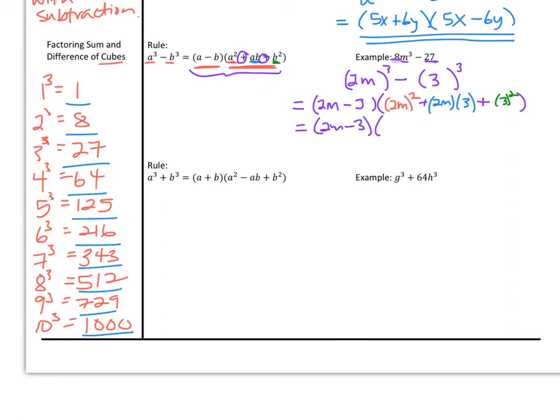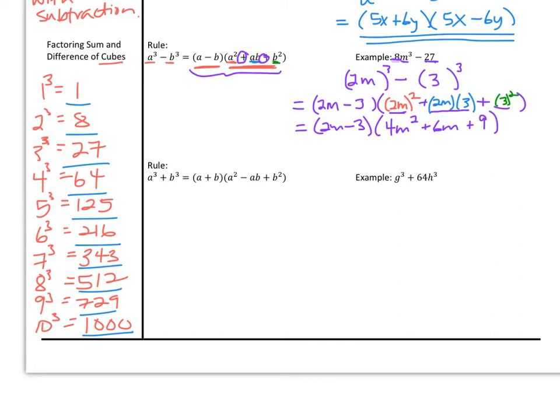But now for that second parenthesis. If we square 2 and m, 2 squared would be 4, m squared would just stay m squared. And then it's plus. If we multiply 2m times 3, we're just multiplying coefficients, that would be 6m. Plus again. Our last term, 3 squared, that's easy enough, that's 9. And that's factored for that difference of perfect cubes.